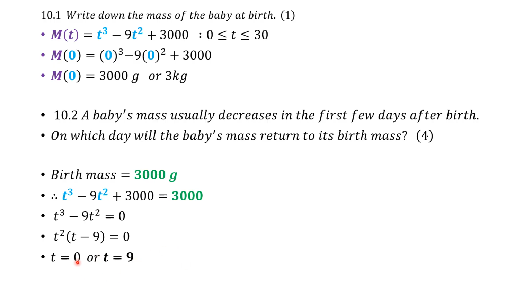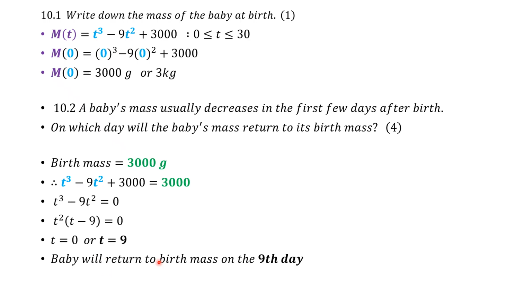So on day 0 it was 3000 grams, and on day 9 the baby was again 3000 grams or 3 kgs. I almost said 3000 kgs. Yeah, that would be a big baby. So the baby will return to birth mass on the 9th day. On the 9th day the baby weighs the same as he weighed at birth.